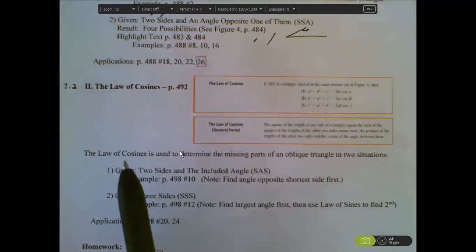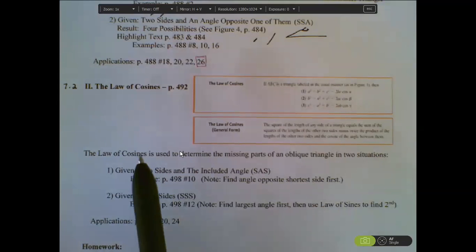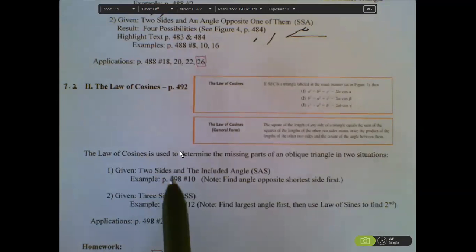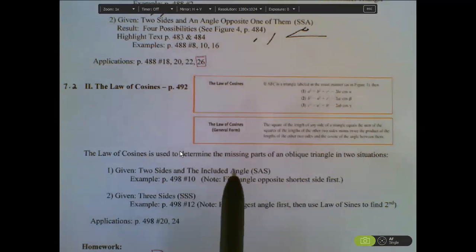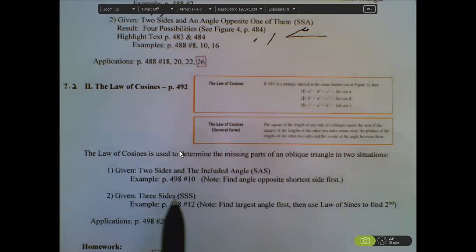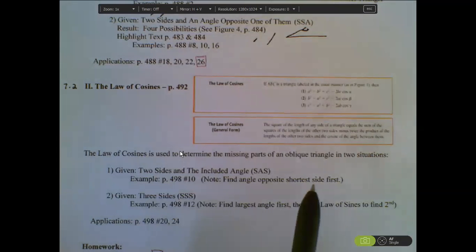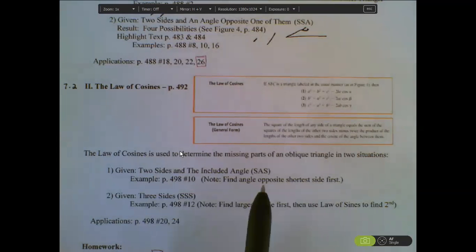Anytime you can't use the law of sines. So you can't use the law of sines when you're given 2 sides and the angle between them, or when you're given 3 sides. Now, when you're given 2 sides and the angle between them, the reason this note exists, the reason you want to find the angle opposite the shortest side, that will help you avoid that ambiguous case with the law of sines.